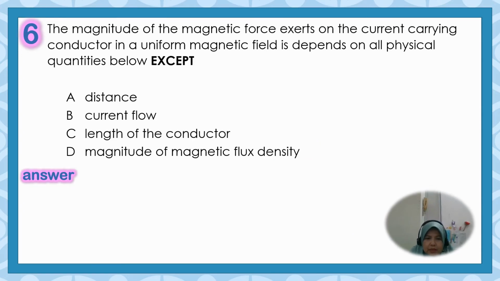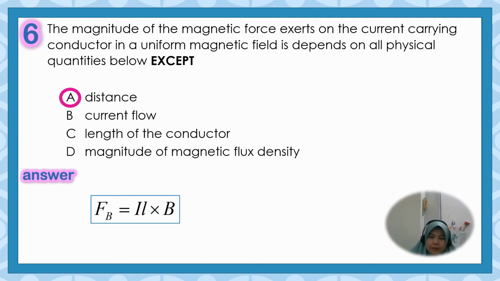For question number 6, the magnitude of the magnetic force exerted on the current carrying conductor in the uniform magnetic field depends on all physical quantities below except. For this one we need to refer to the equation for the magnetic force, FB is equal to IL cross B. Because of that, if you look at the choices given to you, the answer is supposed to be distance.